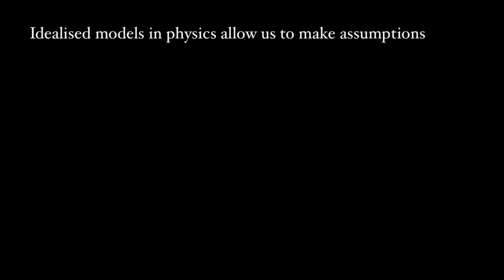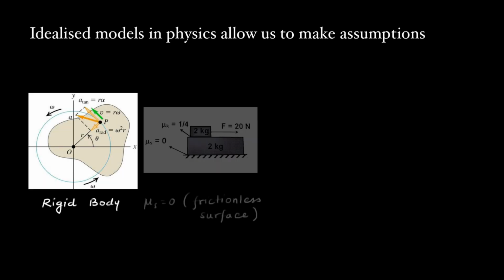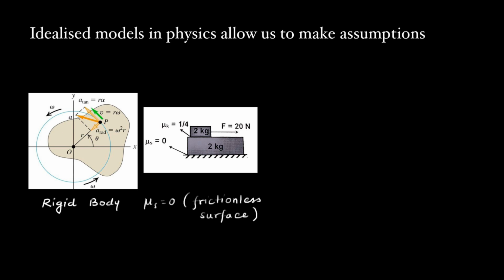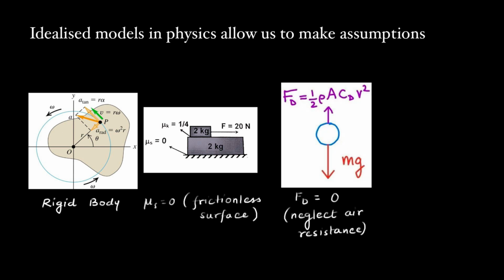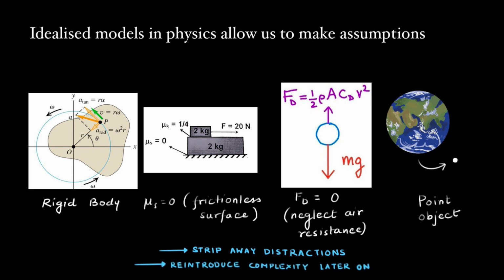Hence, we make various assumptions. We assume that objects are rigid, surfaces are smooth and frictionless, or that air resistance is negligible, that planets are point masses. And all of these are intentional simplifications. An idealized model lets us strip away distractions and focus on core principles. Later, as we gain tools, we can reintroduce complexity such as friction, viscosity, or chaos. But we must start first with clarity.